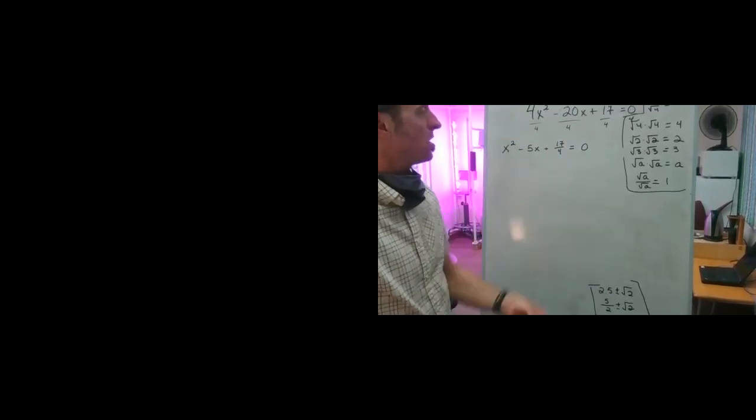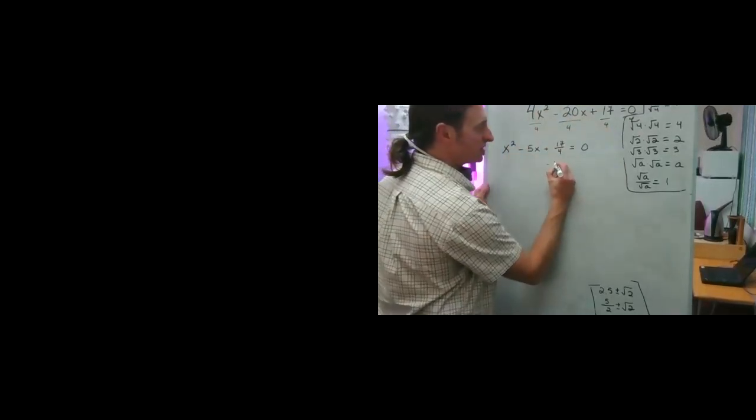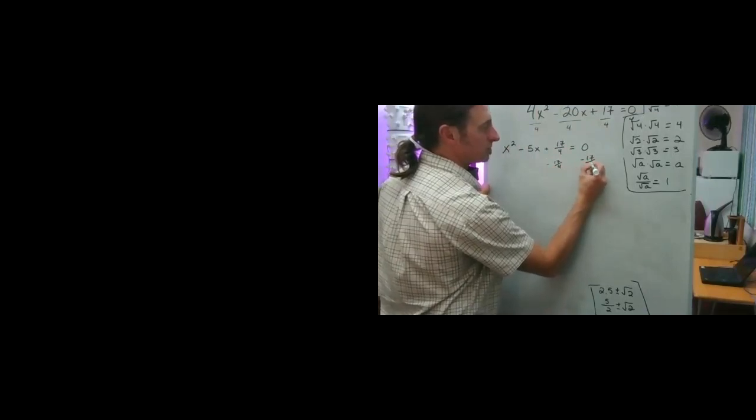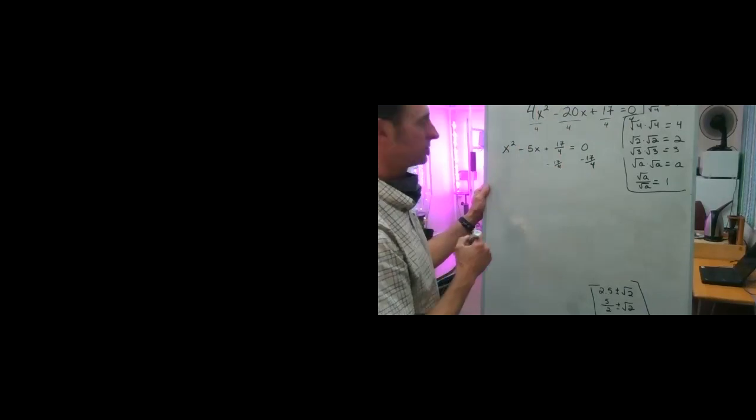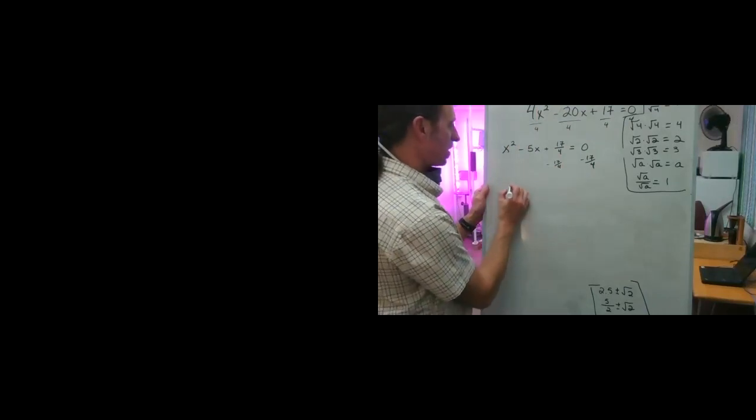So that's step 1. Step 2, get c over the equal sign. So in this example, we're going to subtract 17/4 on both sides, like that. Now we're going to have fun.